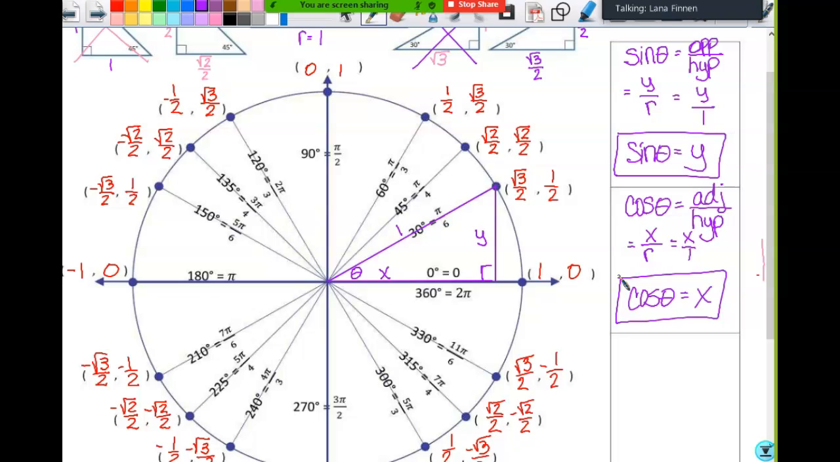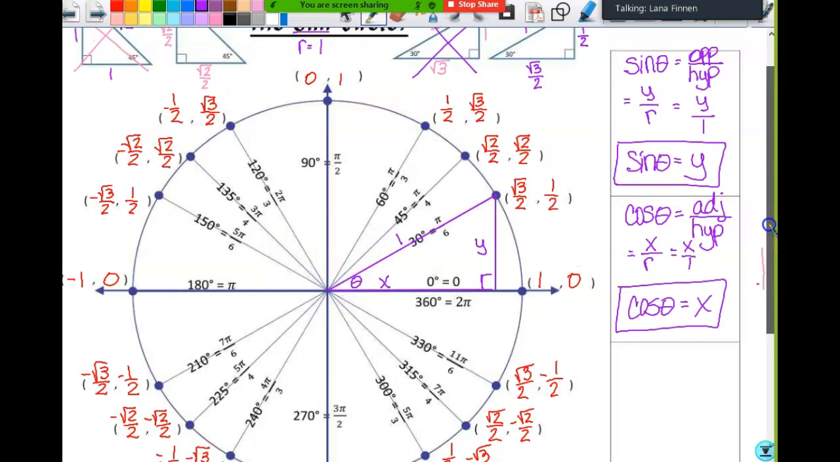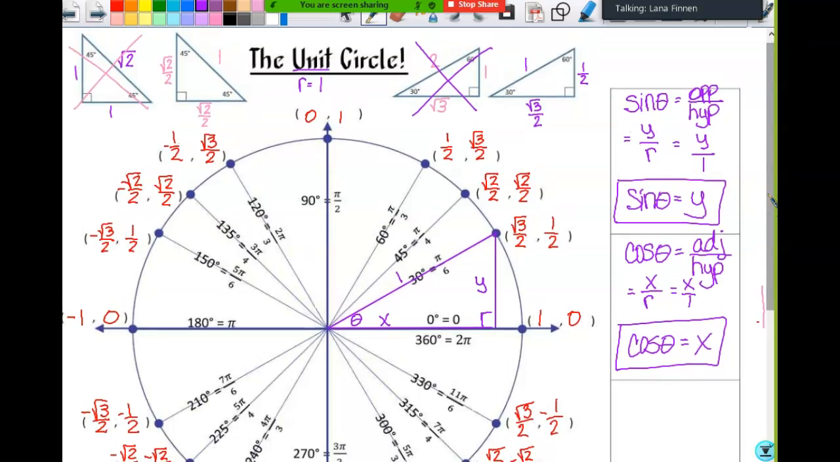Everybody with me so far? So if I ask you, what is the cosine of 5 pi 6, your answer is negative square root of 3 over 2. The cosine of 2 pi thirds is negative 1/2. There are all those values that you need to know. Because remember I said you're going to have to just know what is the cosine of this, what is the sine of that. So your ordered pairs on a unit circle are cosine theta, sine theta.